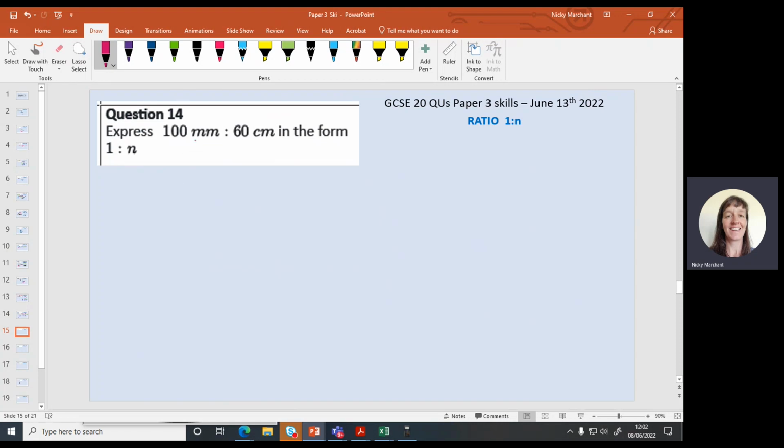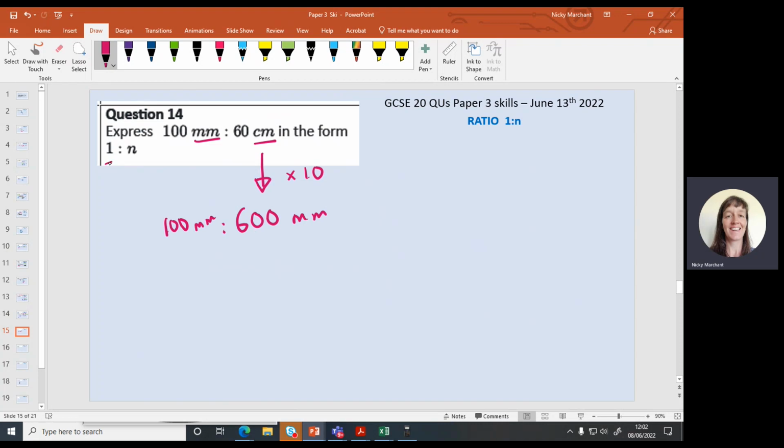Now here, sneaky, they've got millimeters and centimeters. Always look out, do you need to do a conversion? And that is, again, another conversion mark ready to be picked up if they give it to you in this format. So we've got 100 millimeters, 60 centimeters. To get from centimeters into millimeters, I times by 10 because there are 10 millimeters in a centimeter. So I get 600 millimeters. So I've now got 100 millimeters to 600 millimeters.